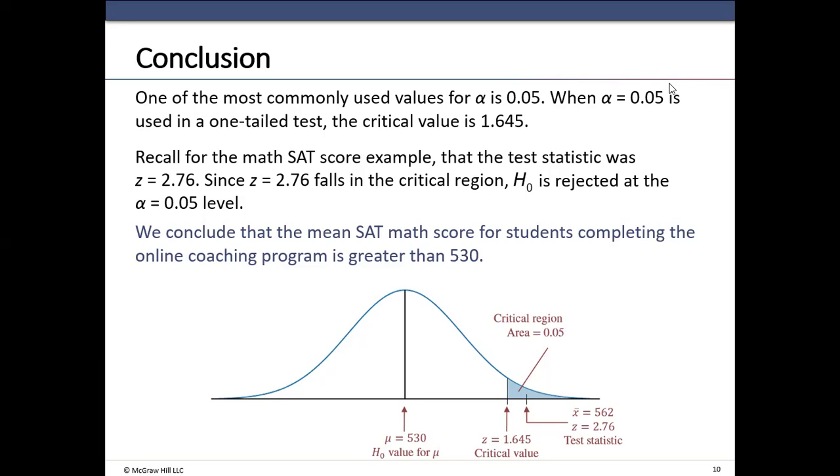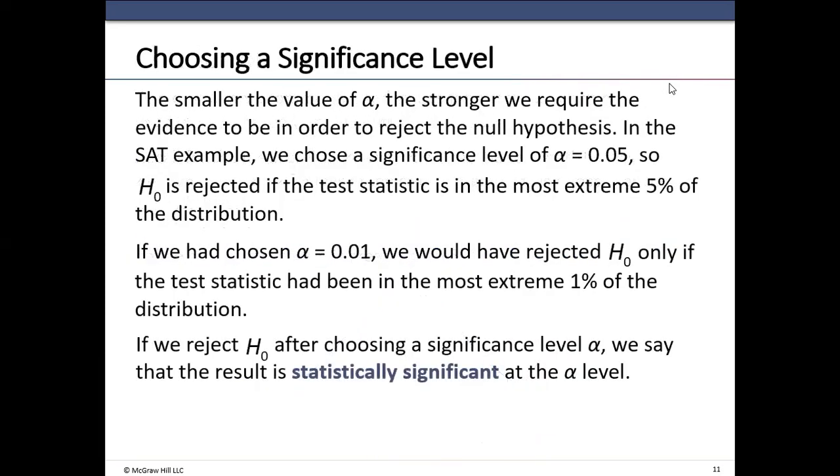Since z equal to 2.76 falls in the critical region, H0 is rejected at alpha equal to 0.05 level. Since H0 is rejected, conclusion is at alpha equal to 0.05, there is enough evidence to support the alternate that mu is greater than 530.